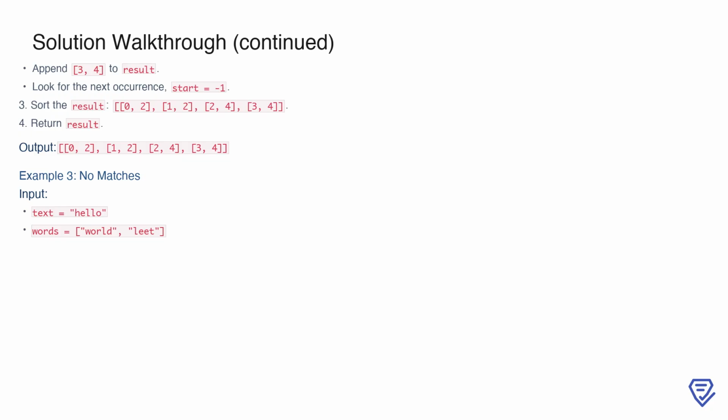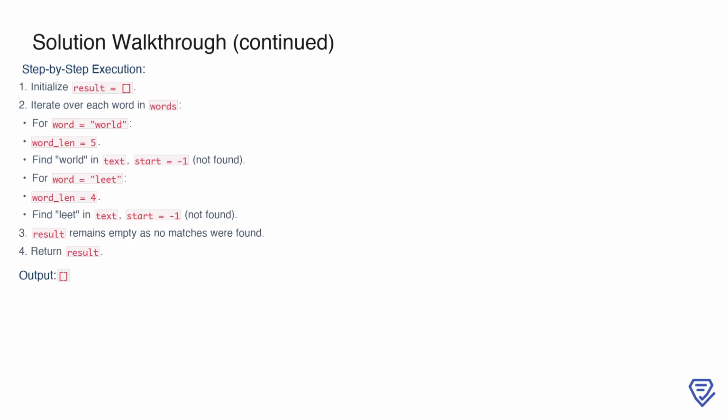Next, we'll look at an example where no matches are found. In this final example, the text is "hello" and the list of words contains "world" and "leet". We begin by initializing an empty result list as usual. For the word "world", which has a length of 5, we try to find its first occurrence in the text, but find returns -1, indicating no match is found.